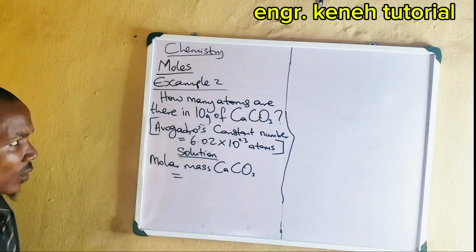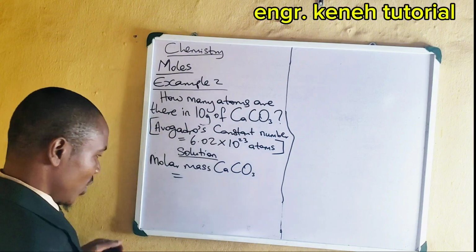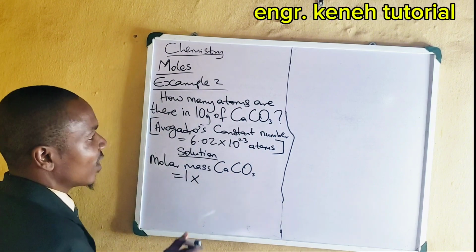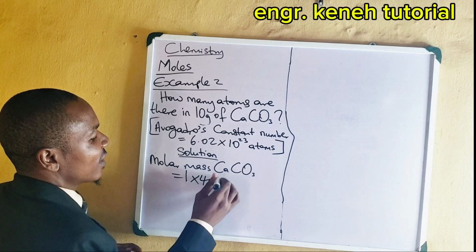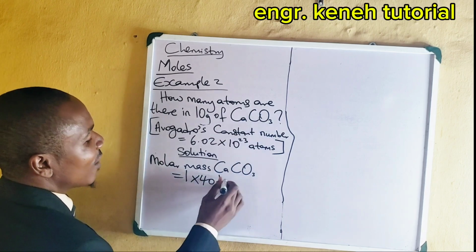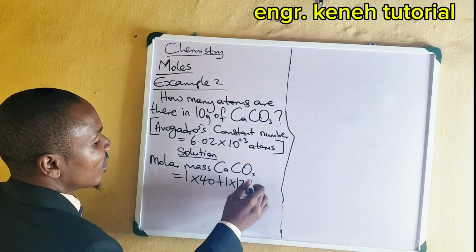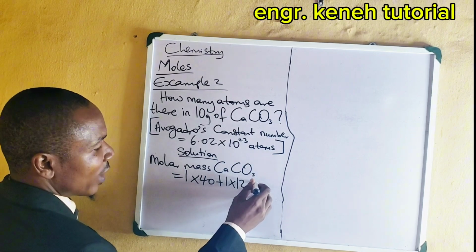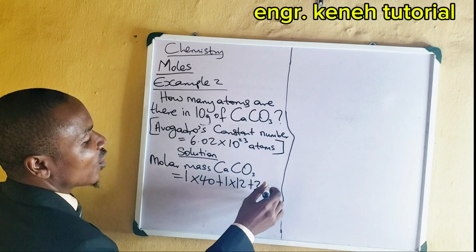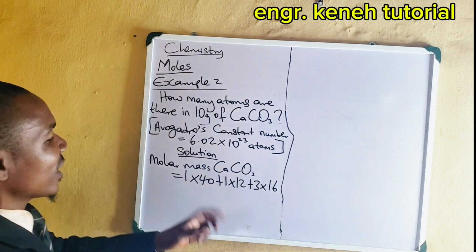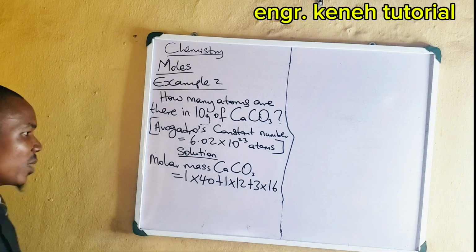So for calcium, we have one atom of calcium, and we know that the atomic mass of calcium is 40. Plus carbon, we have one, and we know that the atomic mass of carbon is 12. Plus oxygen, we have 3, and we know that the atomic mass of oxygen is 16. Can you see that? When we add all these things together, it will give us the molar mass.